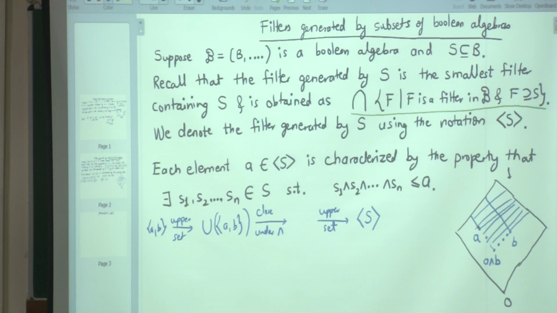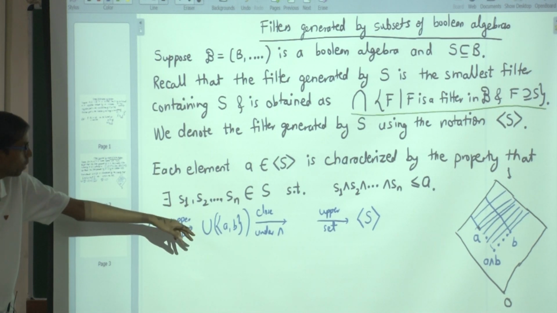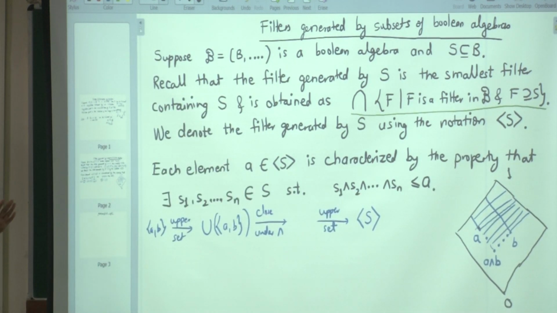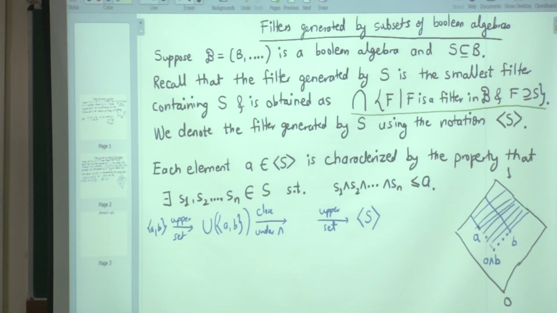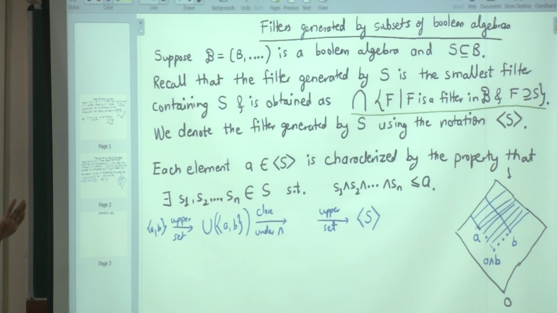0 will belong to this whenever, well, what is a lower bound of 0? 0. So you can replace this less-than-or-equal by equality. So whenever 0 can be written as a finite meet of elements of S. Understood this part? Good.